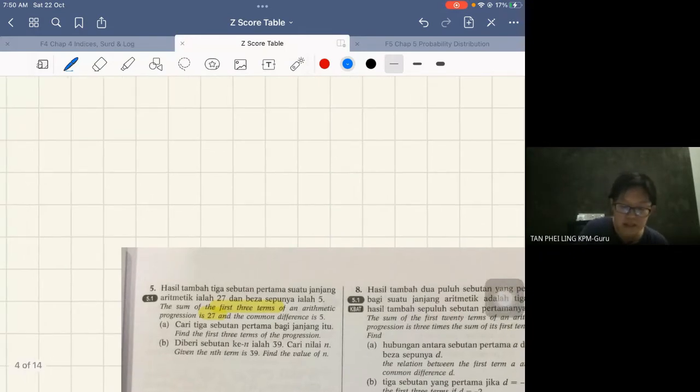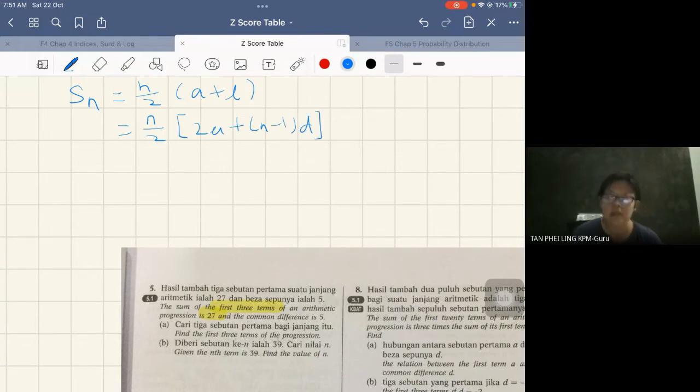Sn equals n over 2 (a plus l). That is the first way you can use the sum formula, if you know the first and the last term. Or you can use n over 2 bracket 2a plus (n minus 1)d. So this is the second formula. They are both referring to the sum of the terms.